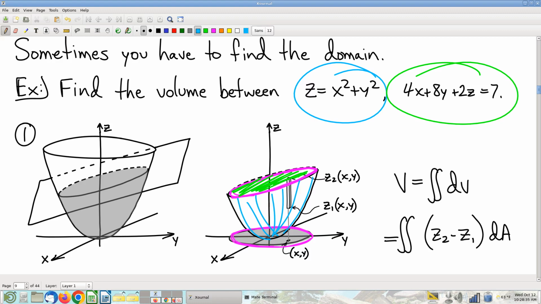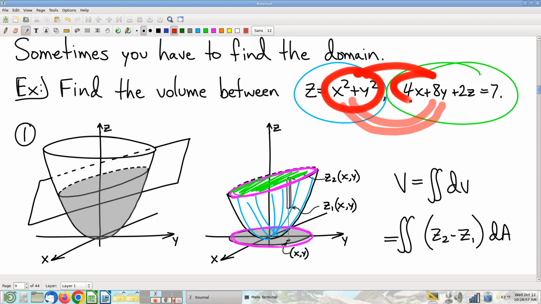So the mistake, this is all right so far. The mistake that students make then is they think, okay, I want both equations to be true, and therefore I'm going to set the equations equal to each other. So I'm going to do this in red to emphasize that this is not true. A lot of students say, I'll set these equations equal to each other, and therefore x squared plus y squared must equal this. And that's wrong.